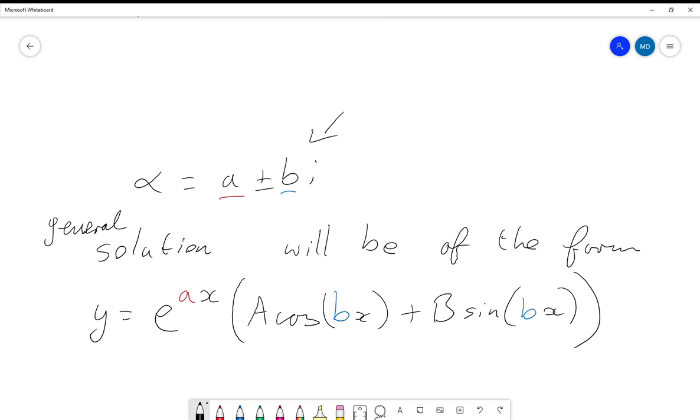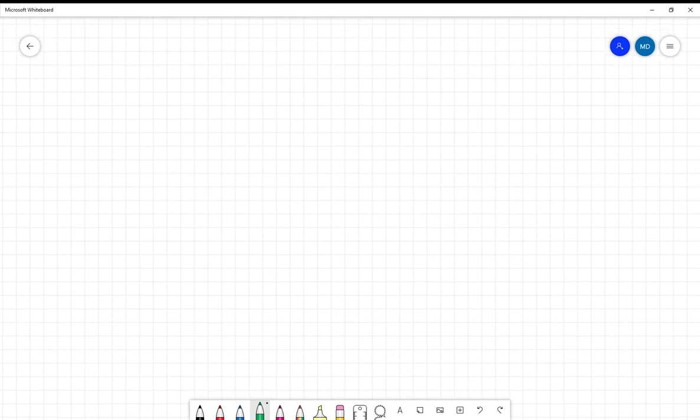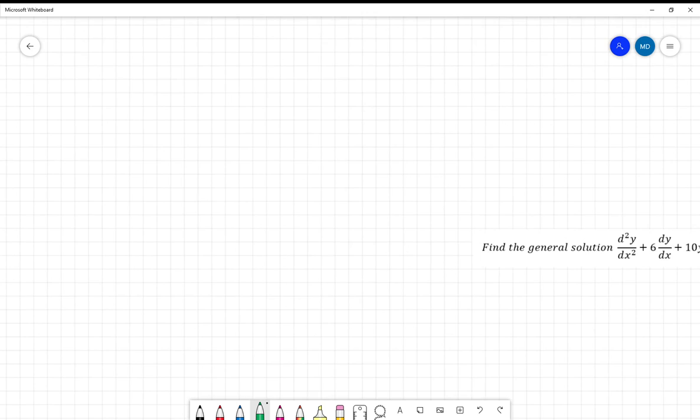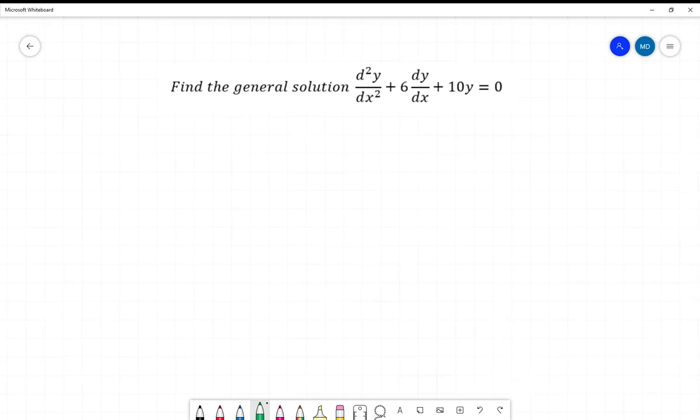Okay, so now we know that, now we have that form. Let's just apply it to another question. If I can find it. Oh, that's a fair bit of work. Right, here we are. Find the general solution of this equation. So, as always, write down the auxiliary equation, which is alpha squared plus 6 alpha plus 10 equals 0. You check the discriminant at this point, or what have you, to check whether it is two distinct roots, repeated roots, or complex roots.